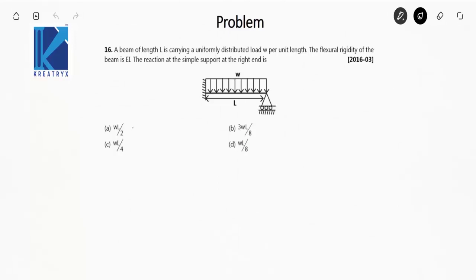A beam of length L is carrying a uniformly distributed load W per unit length. The flexural rigidity of the beam is EI. The reaction at the simple support at the right end is? Okay, so let this point be A, let this point be B. When this uniformly distributed load is acting, there will be a reaction at B in the upward direction. This is a case of a propped cantilever beam.